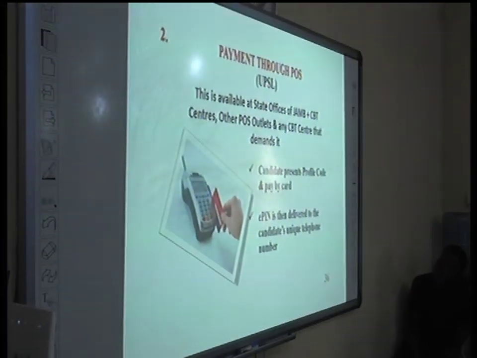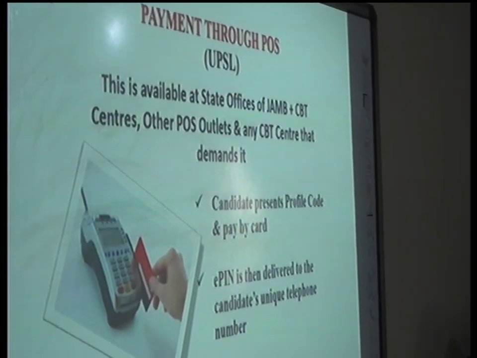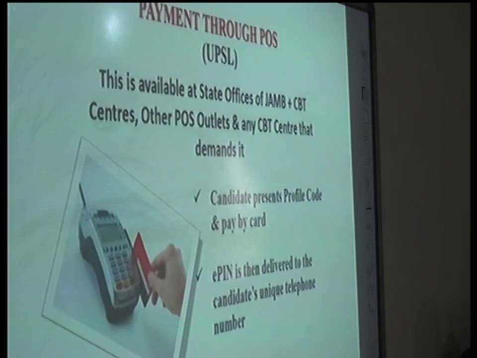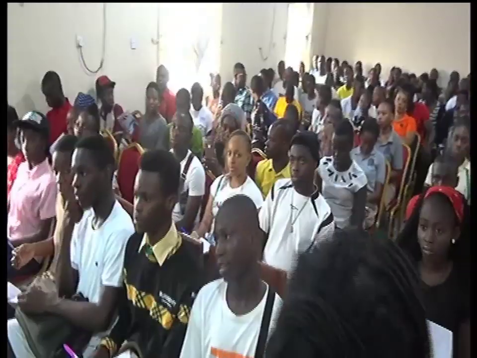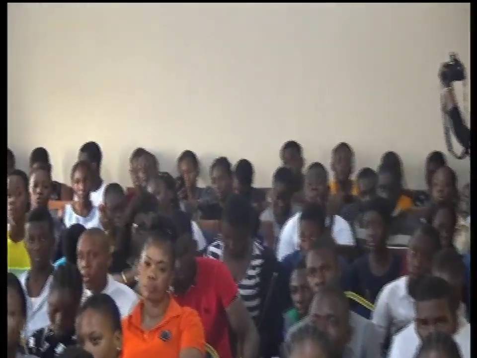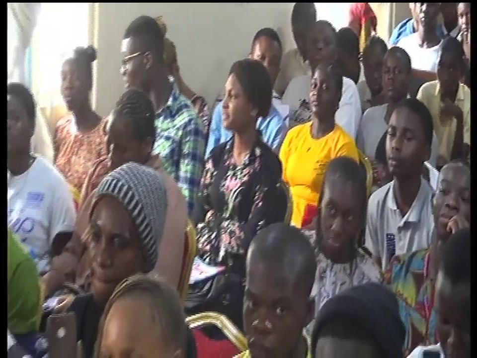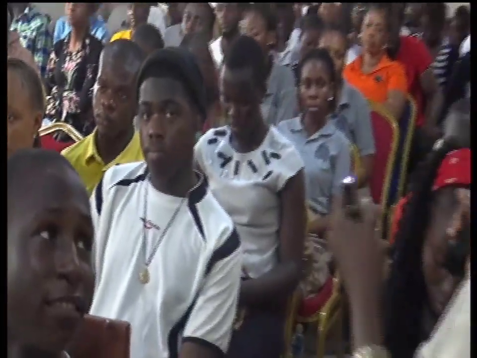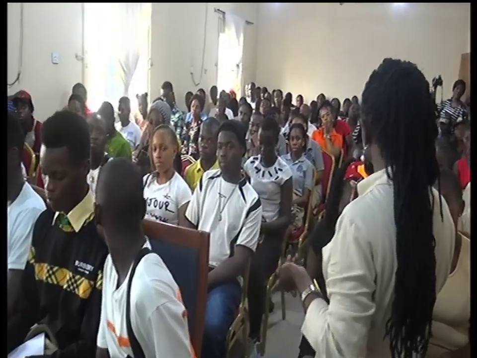If you want to pay through POS, you also give them your code. Then you give them the card. How much are they withdrawing? 3,500. Then bank charges, which depend on the bank and how much you're charging. How much? Okay, 200. So what you are paying for the e-PIN is 3,500 plus bank charges. So if you are going, make sure you have at least 4,000 or 5,000 in the account, or you go with extra cash. Don't go with 3,500 so you don't get stranded.